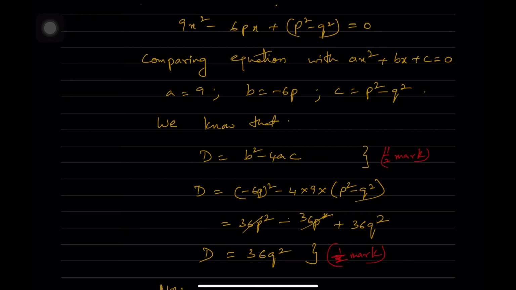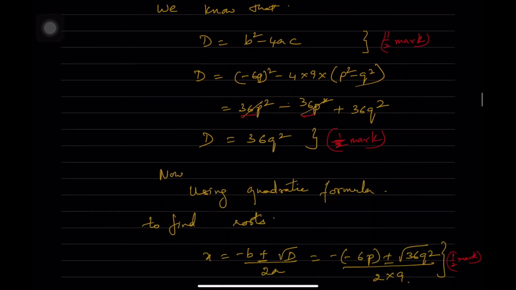If you multiply this, you get the first term as 36p square minus 36p square plus 36q square. So these two terms, 36p square and minus 36p square, will get cancelled. Therefore D is equal to 36q square. You can take this as half mark.